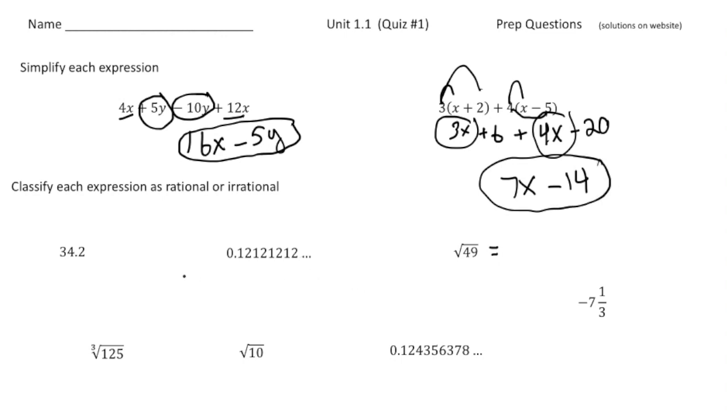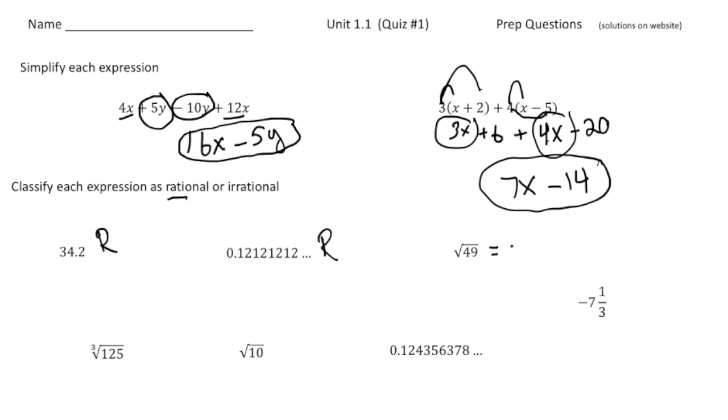Alright, for the next part you had to classify each number as rational or irrational. Now remember, anytime you see the word rational, think of the word ratio, which means fraction. If it can be written as a fraction, it's rational. So 34.2 is rational. This one repeats, right? So because it repeats, it's also rational.